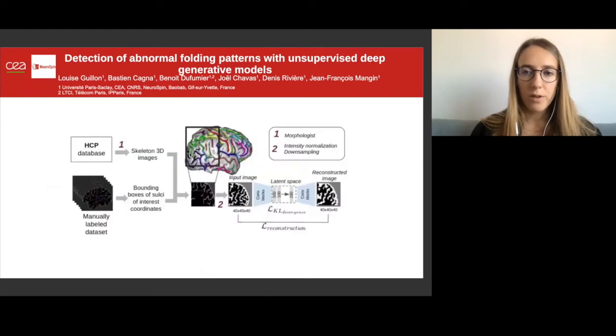To focus on the folding information, we work with negative casts of the brain obtained from raw MRIs that are called skeletons, and we focus on 3D crops. We then implemented a beta VAE that was trained only on control data. To understand what the model has encoded, we analyzed the latent space thanks to gradient boosting classifiers and generations.